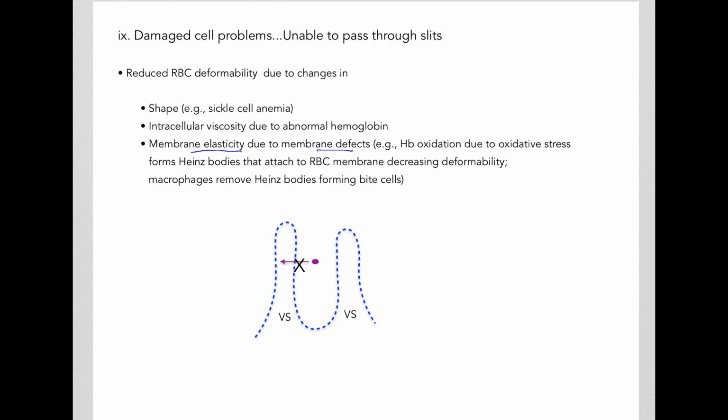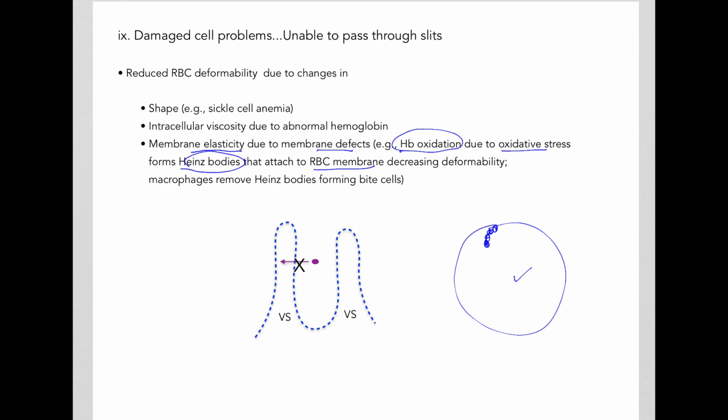One example of this is oxidation of hemoglobin, again due to oxidative stress, forming what are called Heinz bodies. And these Heinz bodies attach to the red blood cell membrane. So if this is your red blood cell, you have oxidized hemoglobin, and this oxidized hemoglobin attaches to the RBC membrane, and that decreases the deformability of the red blood cell.